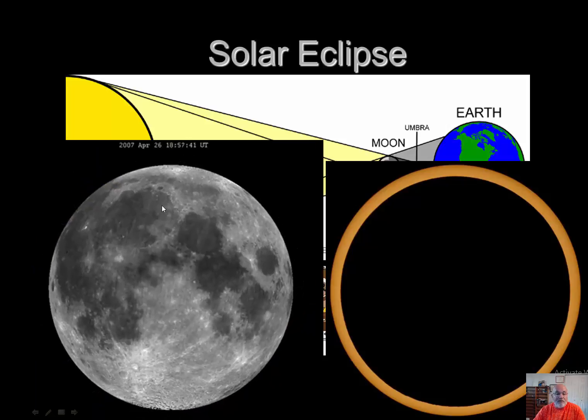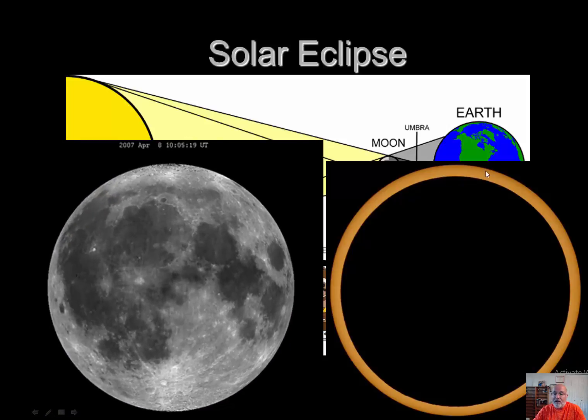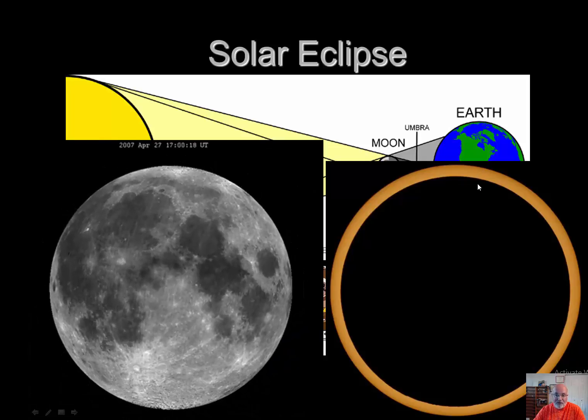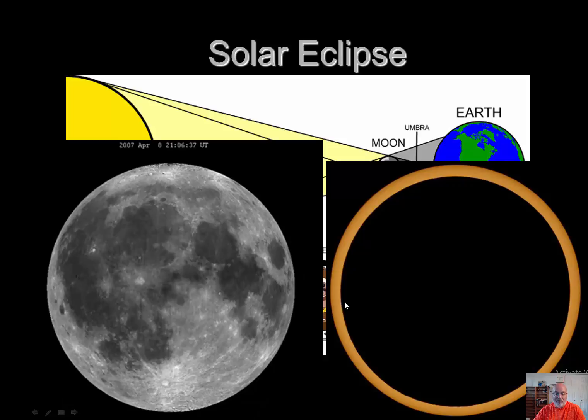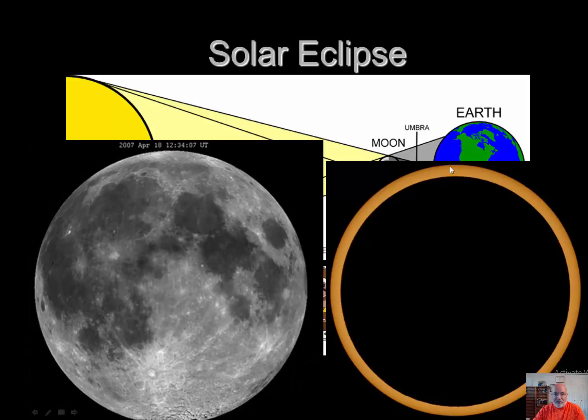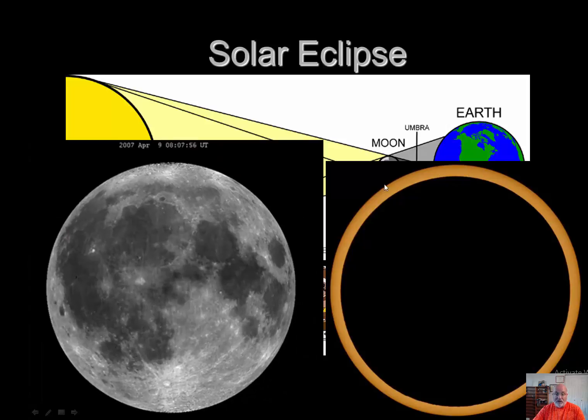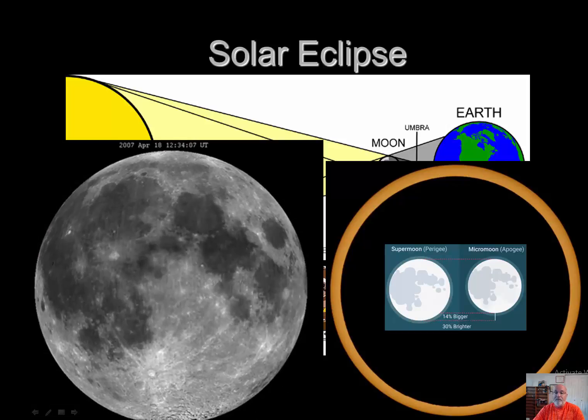But basically what happens when we get the small moon and the big sun, it may not cover the sun. This is called an annular eclipse. So we can have a total eclipse, a partial eclipse, or what's called an annular eclipse, where a little bit of the sun is showing through.